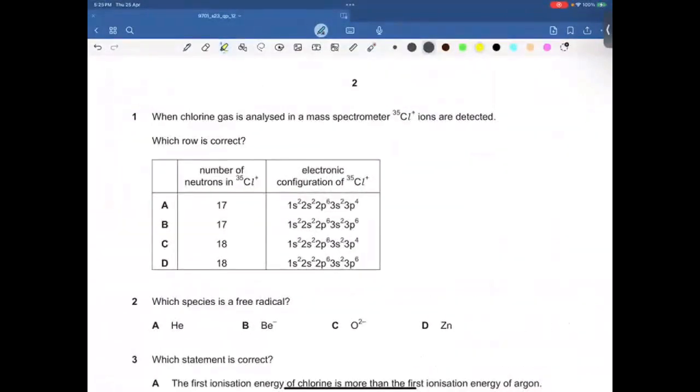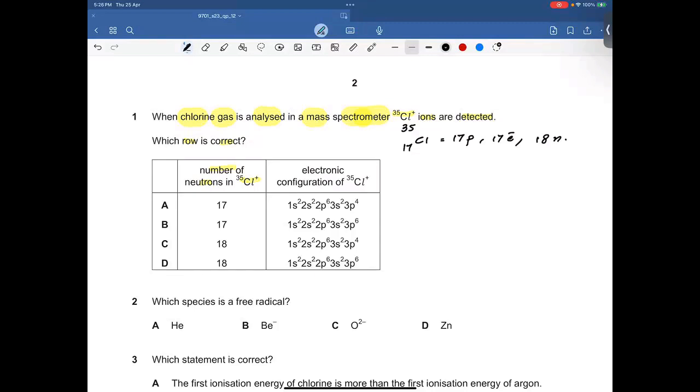Question number 1: when chlorine gas is analyzed in a mass spectrometer, Cl plus 35 ions are detected. Which row is correct? Number of neutrons in Cl 35 plus. First of all, we should understand that the atomic number or proton number of chlorine is 17. And the mass of this chlorine is 35, which means it has 17 protons, which means it has 17 electrons, and 35 minus 17 becomes 18 neutrons, I believe.